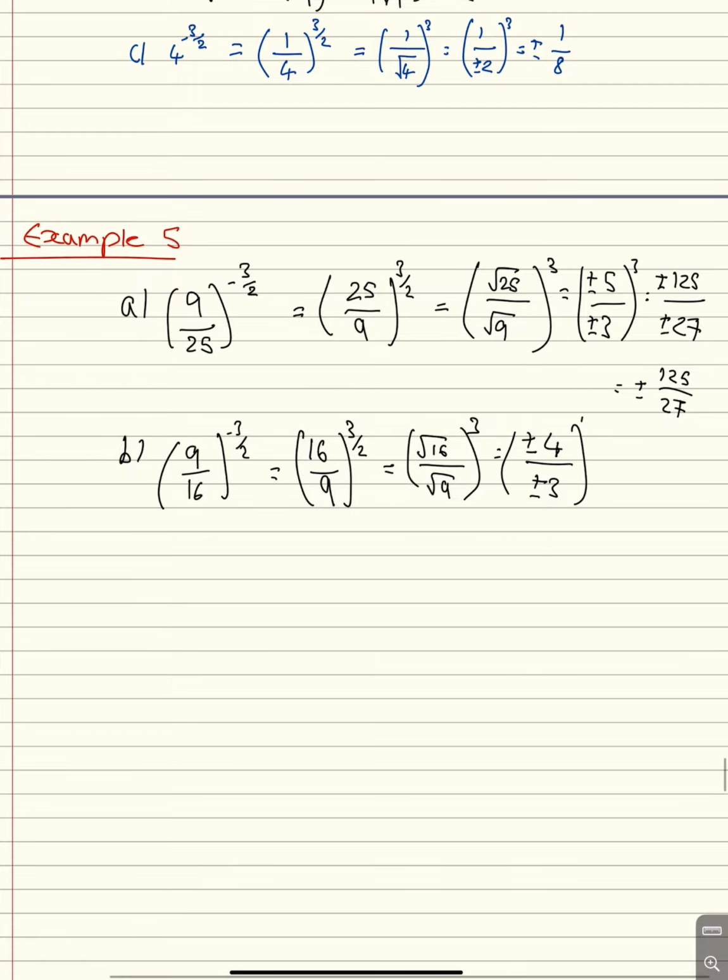We put that all to the power of 3. So our answer is plus or minus 64 over plus or minus 27, which is the same as plus or minus 64/27.